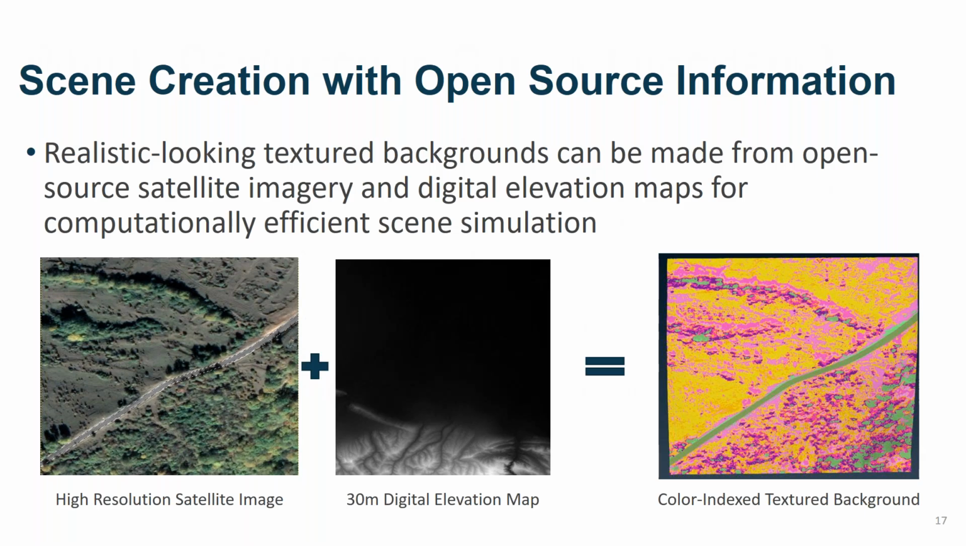One way to model these sorts of cluttered scenes is through an in-house process that Thermal Analytics has developed to take open source information, such as high-resolution satellite imagery and publicly available digital elevation maps, to create a more computationally efficient way to model multiple types of ground clutter. In the bottom right, you can see an example of what this sort of scene looks like. Those different colors in the bottom right represent different types of ground clutter. So that could be bushes or trees, gravel, dirt, sand, different road conditions. And further research is actively being done to expand the capabilities of this process.